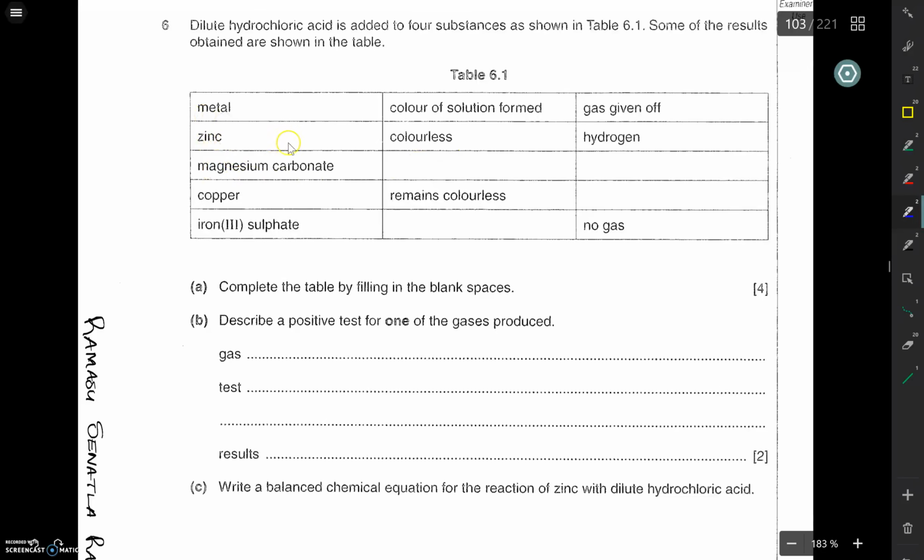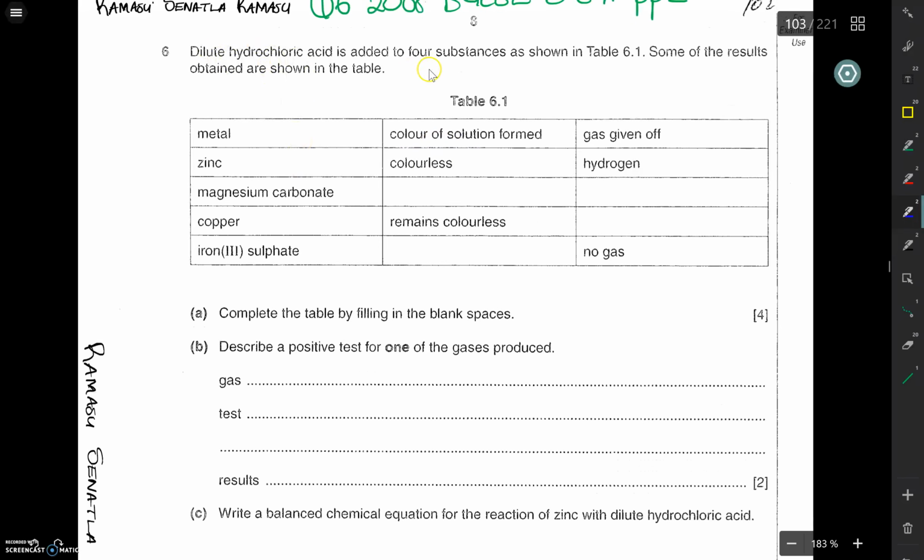For the metal zinc, a colorless solution is formed when zinc reacts with hydrochloric acid, and the gas given off is hydrogen. For magnesium carbonate, when it reacts with hydrochloric acid, the solution formed is also colorless, and the gas given off is carbon dioxide.